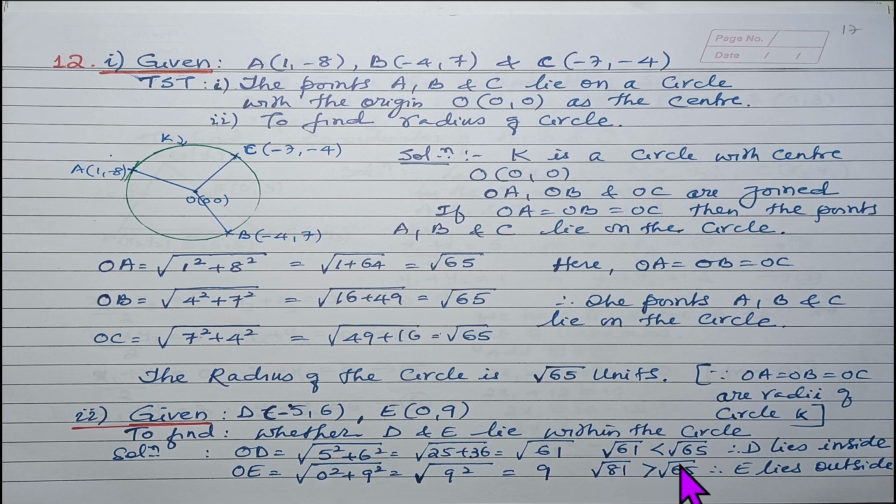Root 65 is the radius, that means 100% root 61 is less than root 65, therefore the point D lies inside the circle. Root 81 is greater than root 65, therefore the point E lies outside the circle. So try to understand that.